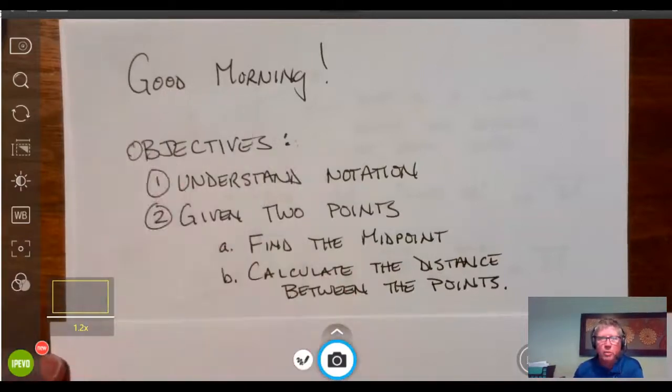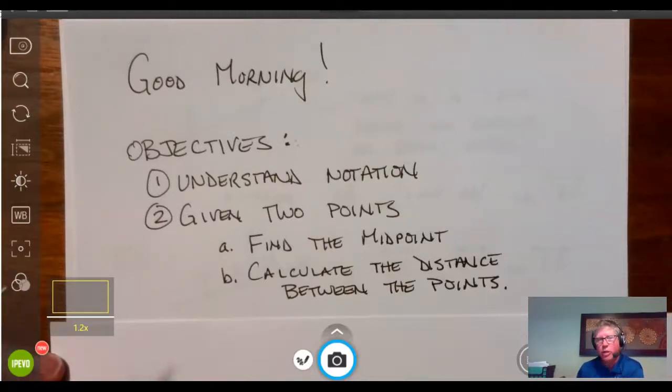Of course, good morning. We have two things I want you to do today. And one is understand notation. Notation, language is such an art of mathematics. Russians, Canadians, Chileans, Ethiopians, we can all do mathematics together, but we all have to have the same language. So notation is very important.